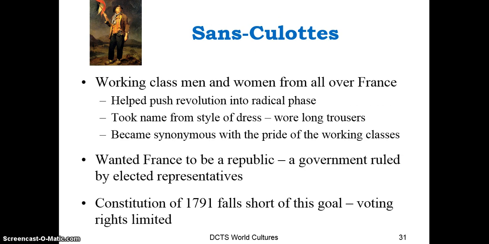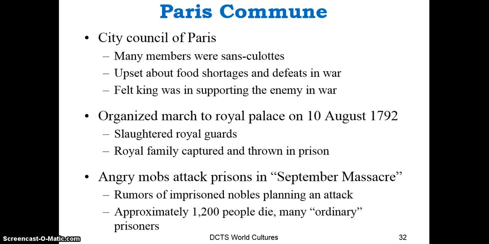Sans-culottes, working class men and women from all over France, helped push the revolution to the radical phase. They're going to be the ones that take it to the radical phase. They took their name from the style of dress, wearing long trousers. They became synonymous with the pride of the working class and wanted France to be a republic, a government ruled by elected representatives. The Constitution of 1791 falls short of this goal, and voting rights are limited.